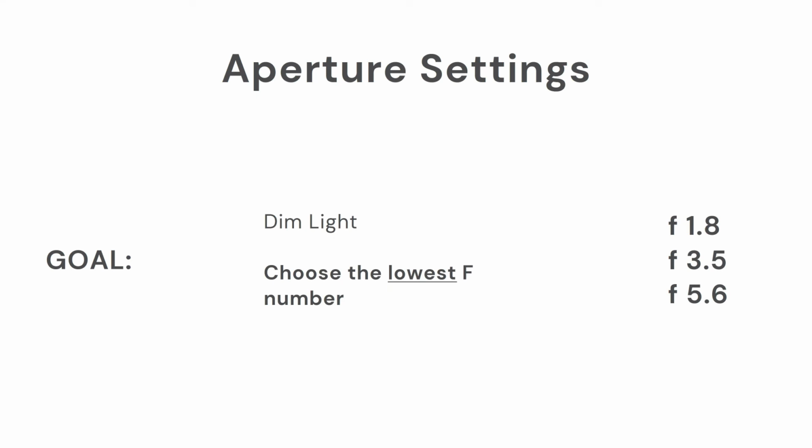Last one is if you are in dim light. What do you do with your aperture? Again, you want to choose the lowest F number. When people talk about opening up the aperture, the lower number is going to open up the aperture and it's going to let a lot more light in. So again, if you have one of those great lenses that'll let you do f1.8, go for it. Otherwise, you're looking at somewhere between 3.5 and 5.6.